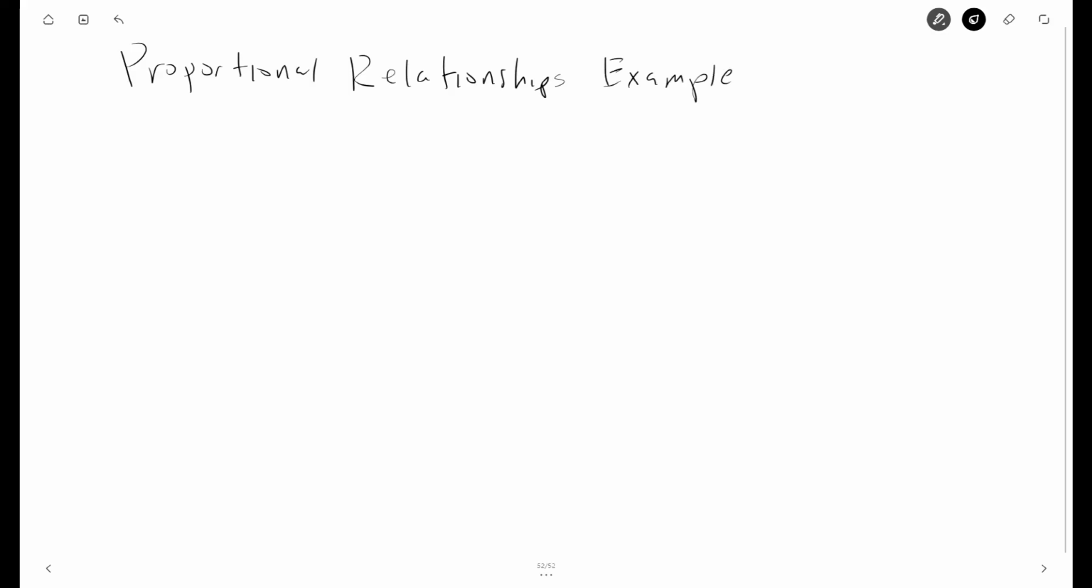Proportional relationships examples, and I'm gonna give you the solution and some explanation. So example number 1. I'm gonna do a recipe adjustment.